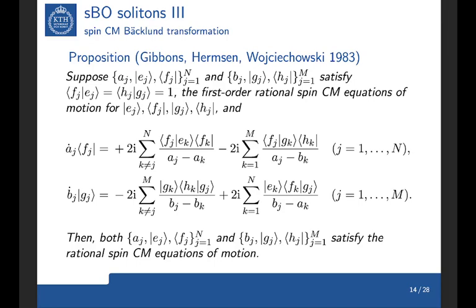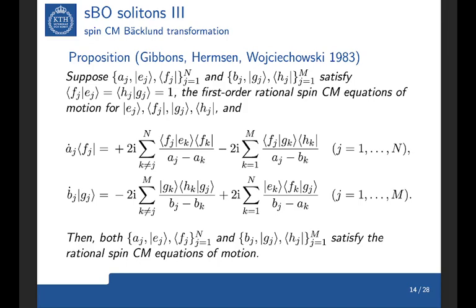So these are just the equations for the spin variables, together with these first order equations for AJ and BJ, which constitute a Bäcklund transformation for the rational spin CM system. So suppose all of these are satisfied, then it can be shown that both sets of variables, AJ, EJ, FJ, and BJ, GJ, HJ, satisfy distinct rational spin CM systems. And note that they can even have different numbers of particles, but we don't need the full result for our purposes.